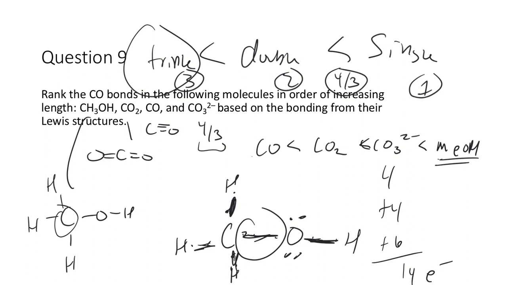You can look these up. Carbon monoxide is 1.13 angstrom. CO2 is around 1.2. You can double check these. Carbonate, I think, is a little bit longer, and then methanol is the longest, probably around 1.4.